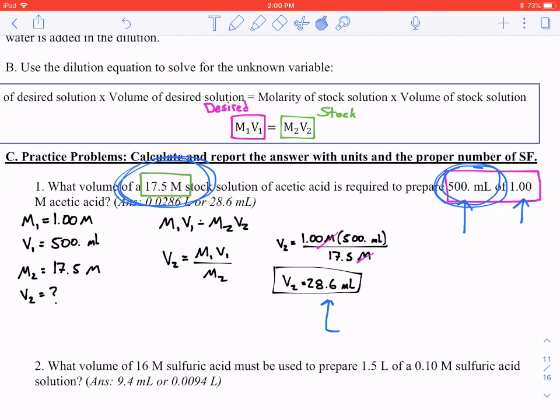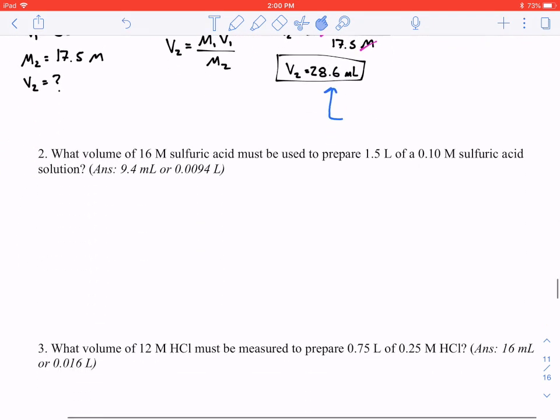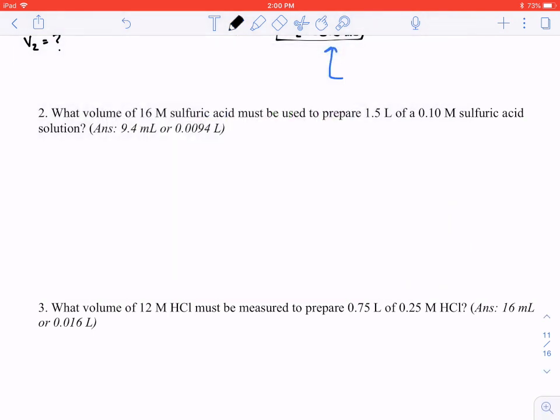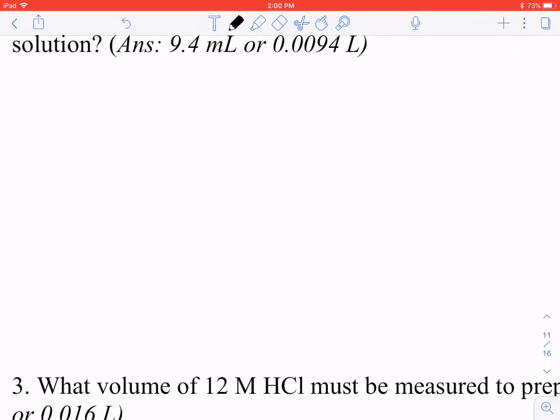So we'll have 28.6 milliliters coming from that initial acid, the rest is water, and that will give us a final molarity of 1 mole per liter. So let's try it again with some other examples. If you look down to number 2, we're going to see what volume of that sulfuric acid we need to make a new 0.1 molar, and we need 1.5 liters of that new solution. So again, let's define variables.